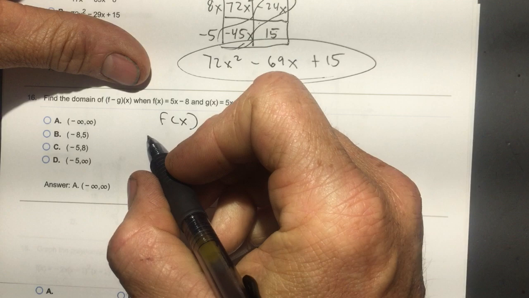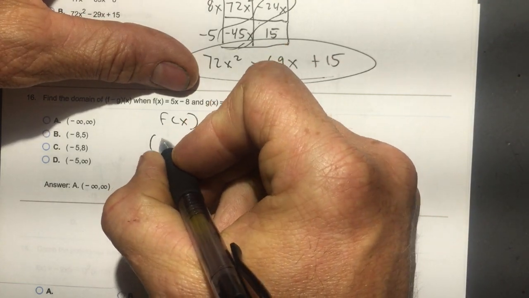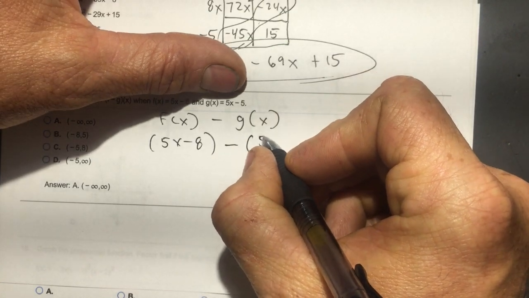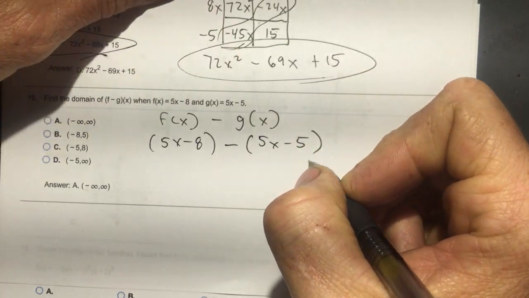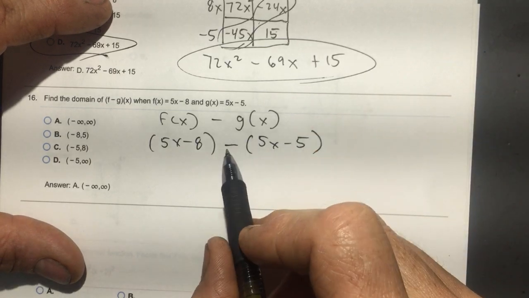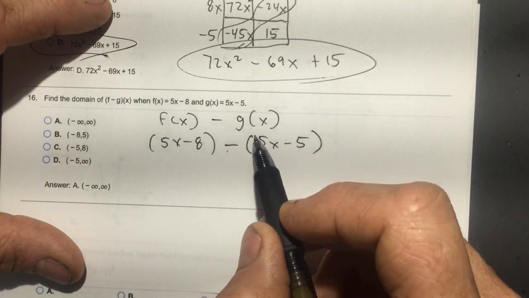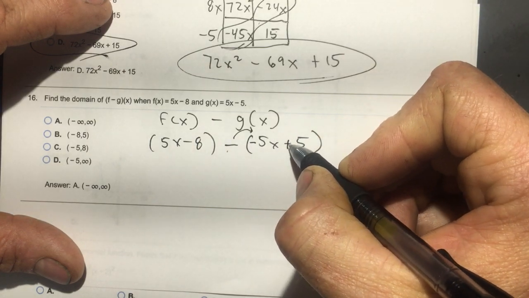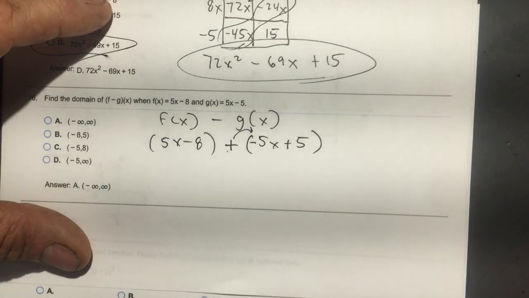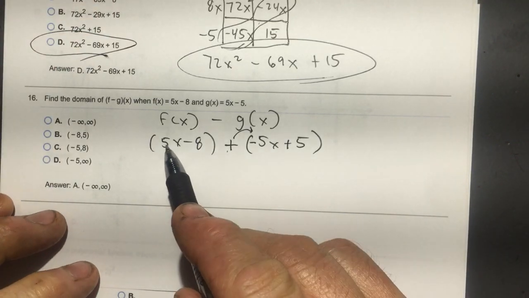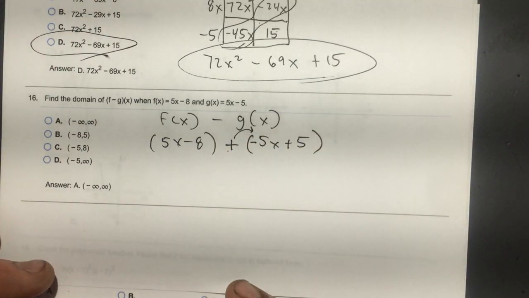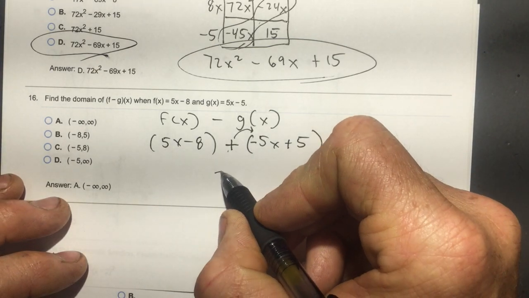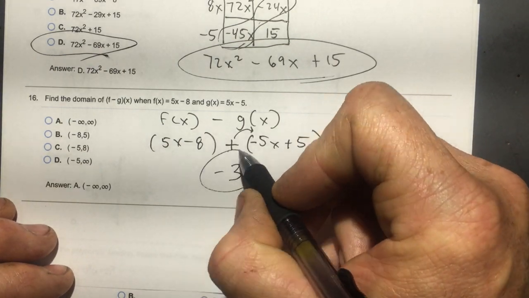I'm so sorry. So f of x is 5x minus 8 minus g of x, that's 5x minus 5. Okay, now I need to distribute this minus into that expression here. So I'm going to distribute that, which makes this a -5x, makes this a +5x, and now I can just add them. So 5x plus -5x is just 0x, so that goes away. And then -8 plus 5 would be -3. All right, so this is the only value I get.